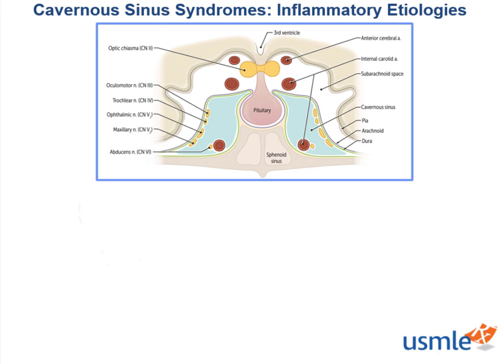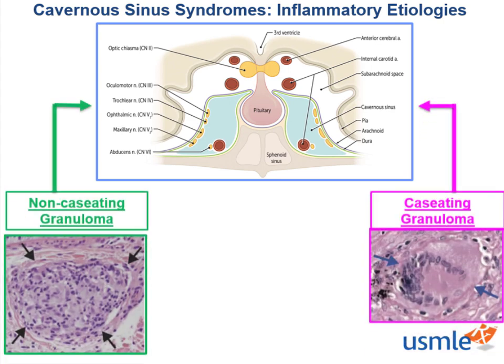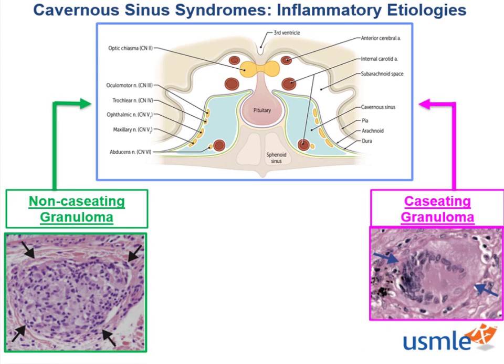To close out etiologies, let's briefly discuss those under the inflammatory subheading. Of note, we will not cover the trauma etiologies in more detail because it's as straightforward as any physical insult to the cavernous sinus. Inflammatory etiologies involve 2 broad categories, based on the granuloma formed.